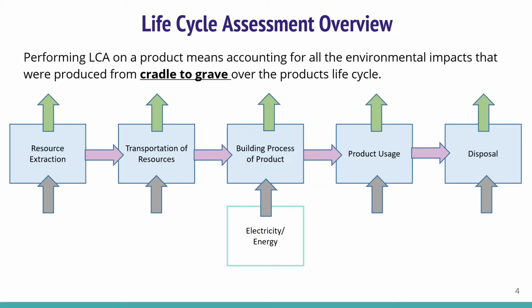If this was cradle to gate, which is another option of assessment, it would stop after the building process of the product, so the third step in the flow chart. Each gray arrow represents the material and energy needed for that step, and the green arrows represent waste such as emissions and byproducts.